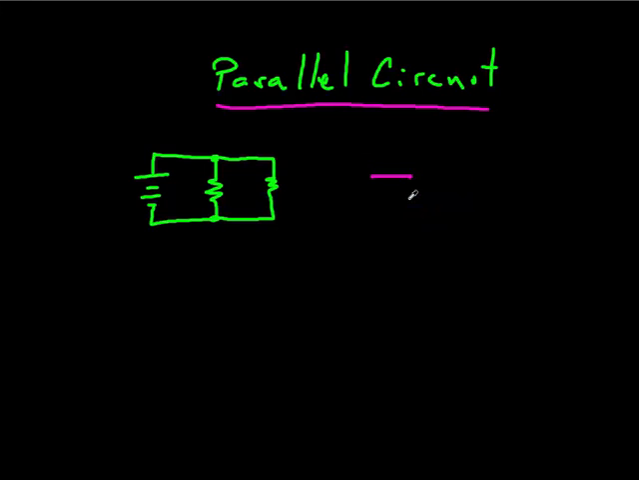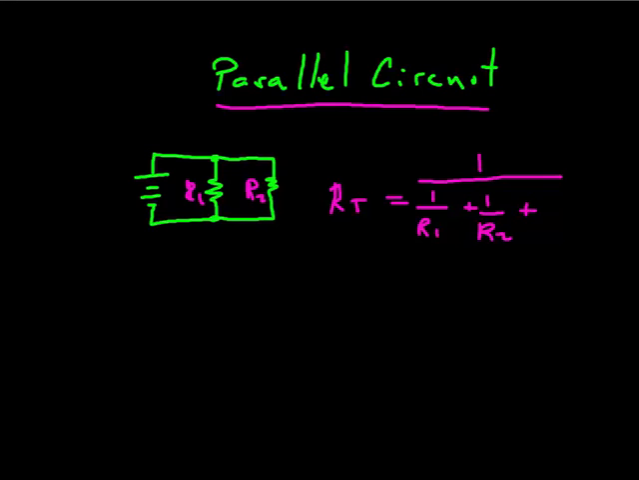So this is where it gets a little more complicated at this point. You know, this being R1, this being R2, right? You might have to use your calculator on some of this, but R total, the way it works out, is 1 divided by 1 over R1 plus 1 over R2 plus 1 over R dot dot dot. Could be 3, 4, 5, 6, 7, 8, 9, 10, whatever.